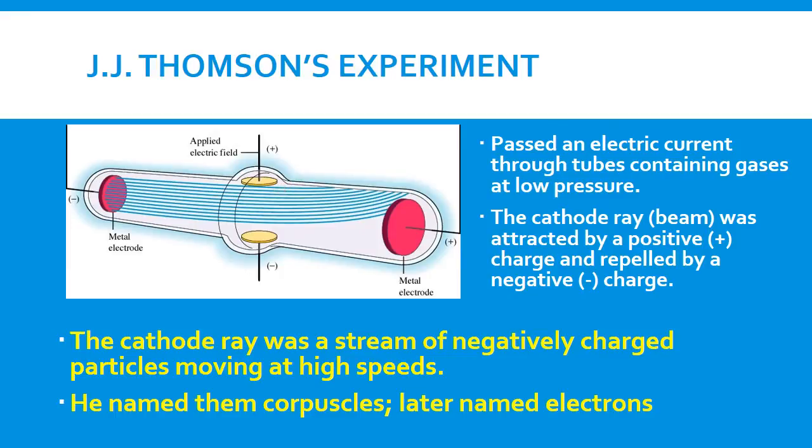Knowing that like charges repel and opposite charges attract, Thomson formulated a hypothesis that the ray was a stream of negatively charged particles moving at high speeds. He called these particles electrons.